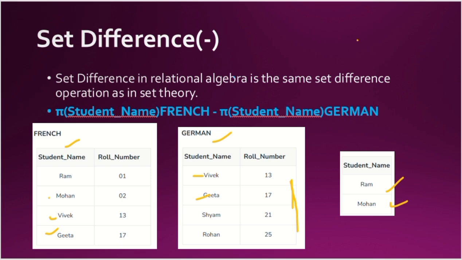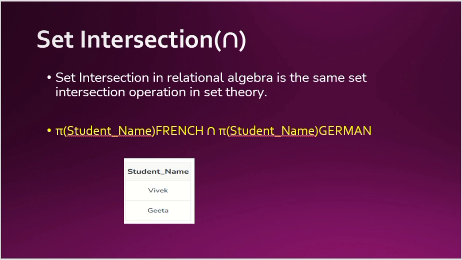Whatever names are not present in the German table, only those names from the French table I need to mention here. That means whatever names are not present in the second table, I need to mention those names from the first table only. So check here, only Ram and Mohan will become the output for the set difference. Now go for the next operator, set intersection.